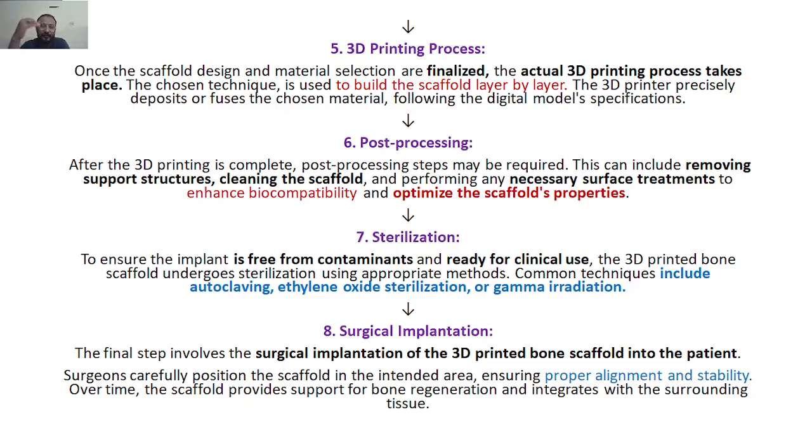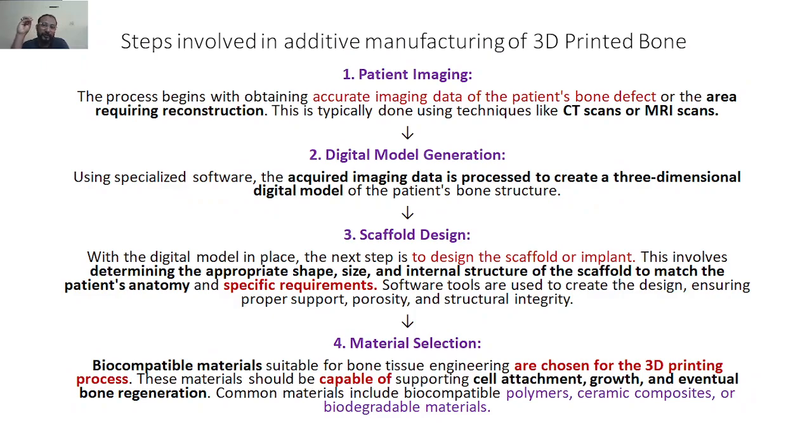You do the surgery and keep the scaffold inside the bone, and then make sure that proper alignment and stability are there. That's it. And also it should have a supportive environment. That means after inserting it into the bone, the cells will start growing, or tissue formation will occur, and that tissue formation should be supported. So that should be taken care of. All these things come under this. So that was the 8 steps under additive manufacturing of 3D printing. This is the first approach.